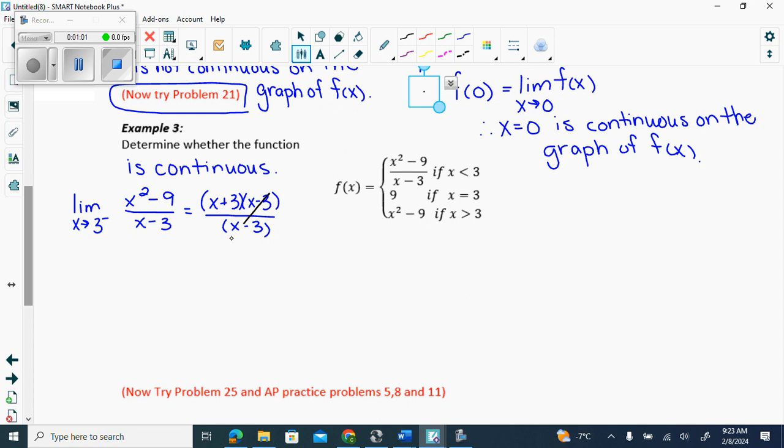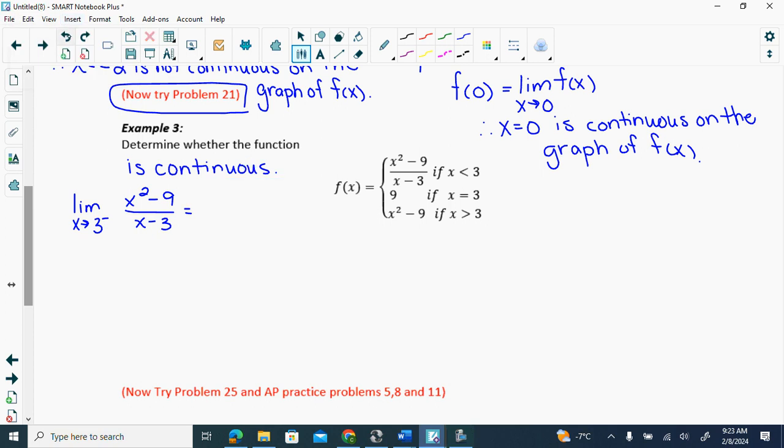The x minus 3's cancel, and then I can plug in. I should have had the limit. Ooh, this is bad, I'm undoing this. I need to have the limit, and make sure you do as well. Check your work. You have the limit as x approaches 3 from the left, and then you have x plus 3, x minus 3 over x minus 3. And then I can plug it in. I get 3 plus 3, which is 6.